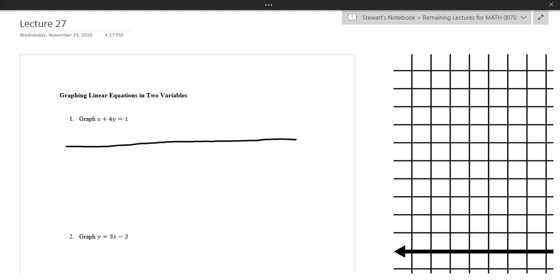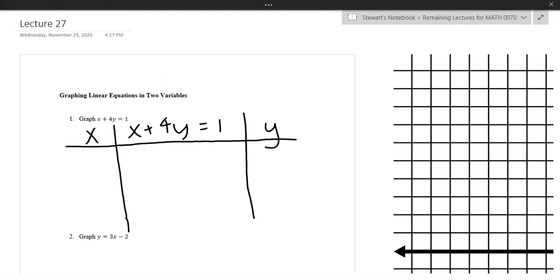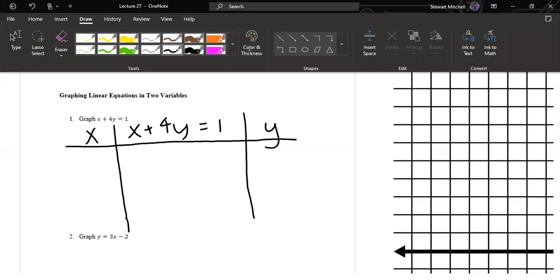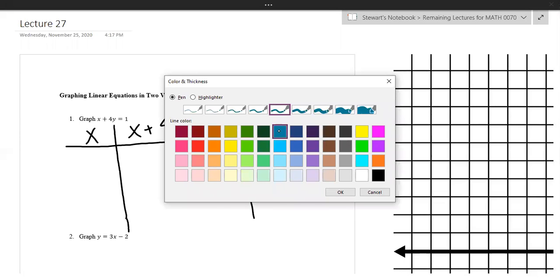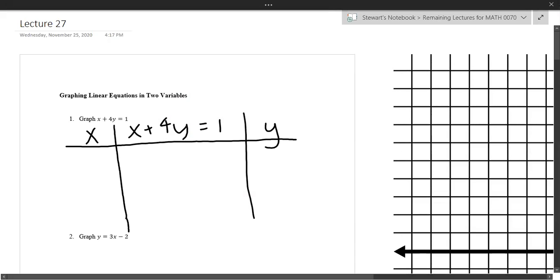So what we're going to have is x values, y values, and then our equation that we have to solve to get between these values. In this case, in the first one, since x doesn't have any coefficient, it might be easier if we pick y values and then solve for the x, or see what that leaves us in terms of x.